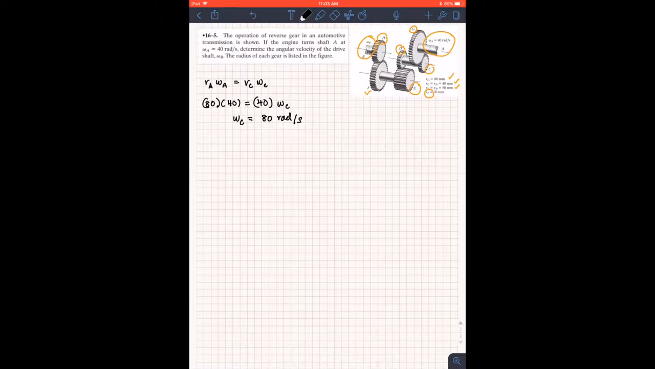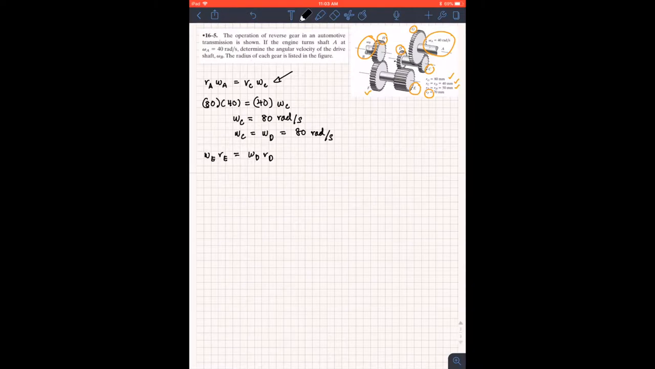Omega C is also equal to omega D because we are sharing the same shaft. So omega C equals omega D equals 80 radians per second. Next up are gear D and gear E. We write the same pattern: omega E times radius E equals omega D times radius D.